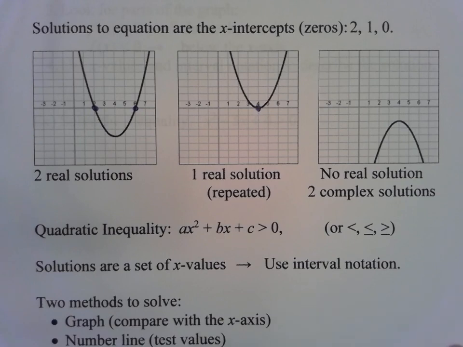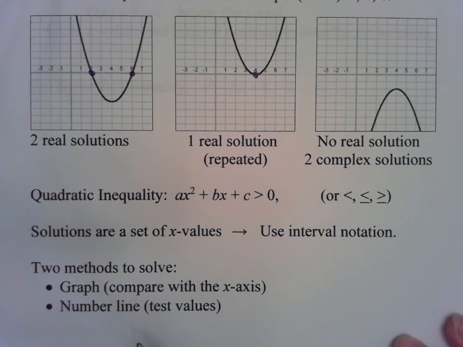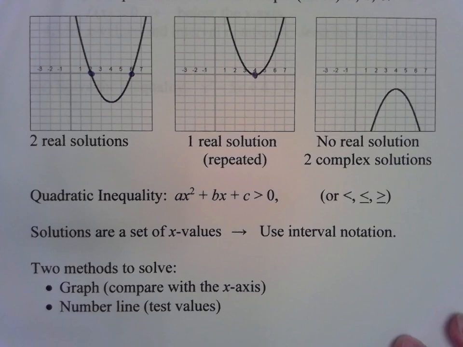There are two possible methods that you could use. So we'll take the time to develop both of these. We're going to look at both polynomial inequalities and rational inequalities, which would be a fraction. And these two methods actually work for both. So you can either graph the function and do what we were just talking about, where we compare it with the x-axis, whether it's above or below.